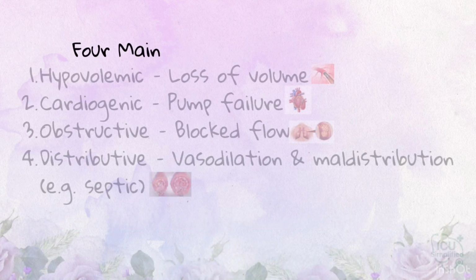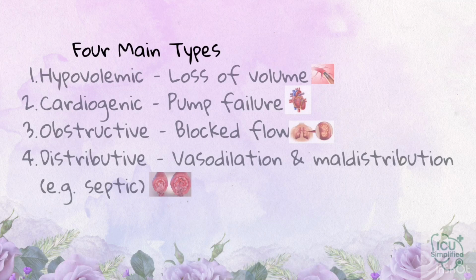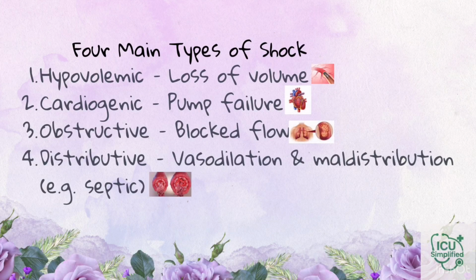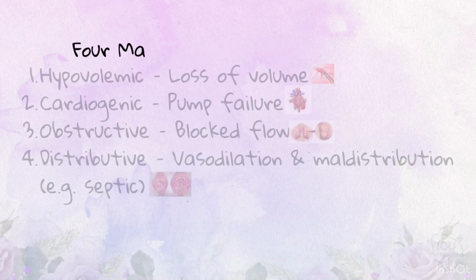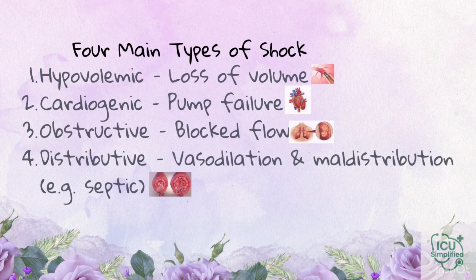So now we classify shock into four main types. One is hypovolemic, which is due to loss of volume, as the name says. Cardiogenic is because of heart failure. Obstructive is because of blocked flow; somewhere there is an obstruction which is not letting the blood flow properly. Distributive, maybe due to vasodilation and maldistribution, like in sepsis or septic shock. So there are four types of shock, and each type has a different cause but the same dangerous outcome, that is impaired tissue perfusion.